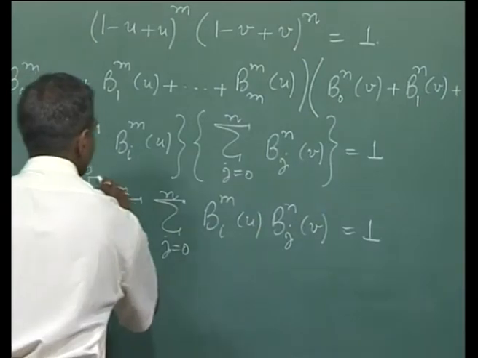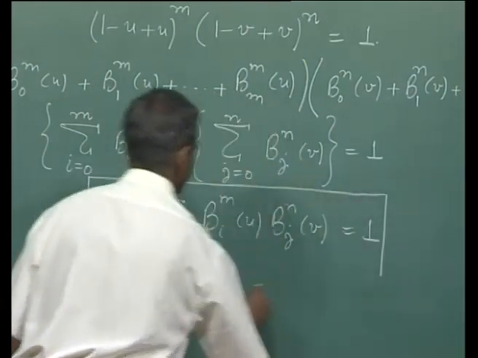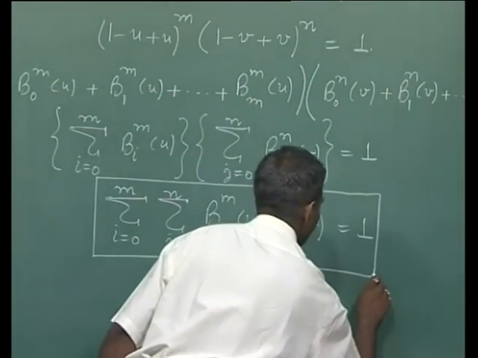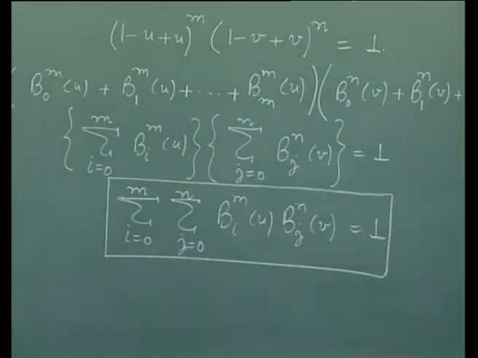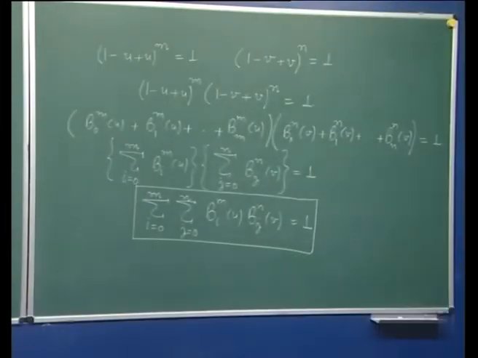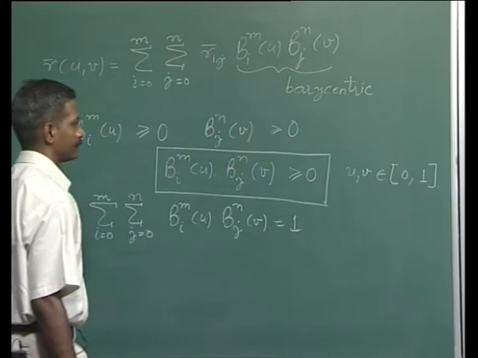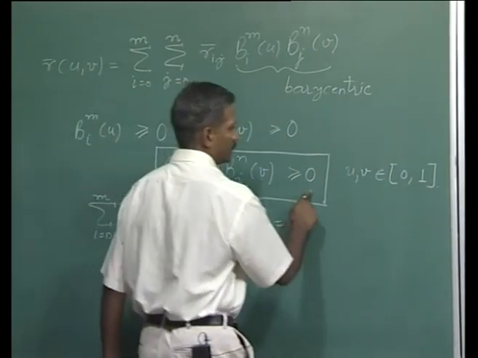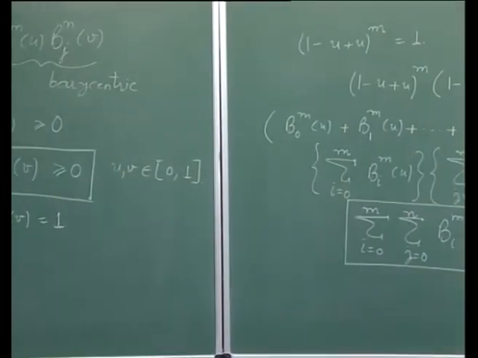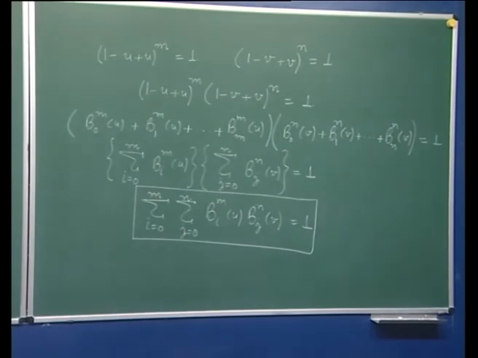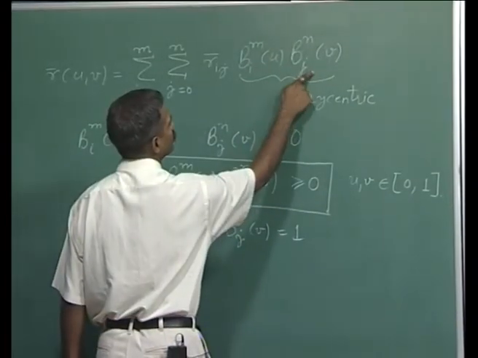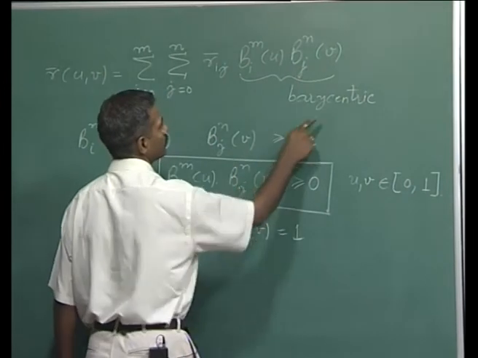Let's block this result and let's block this result here. These results, when combined together, make the product of two Bernstein polynomials barycentric.